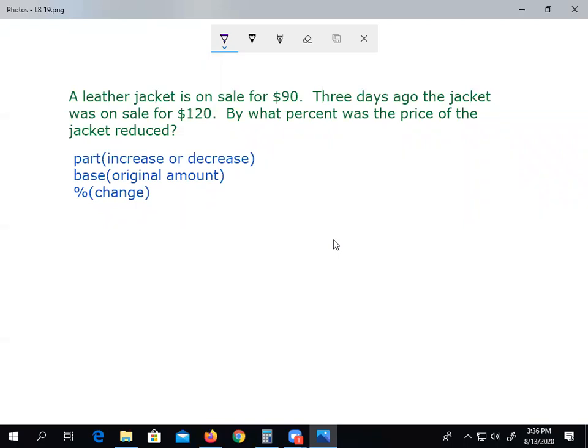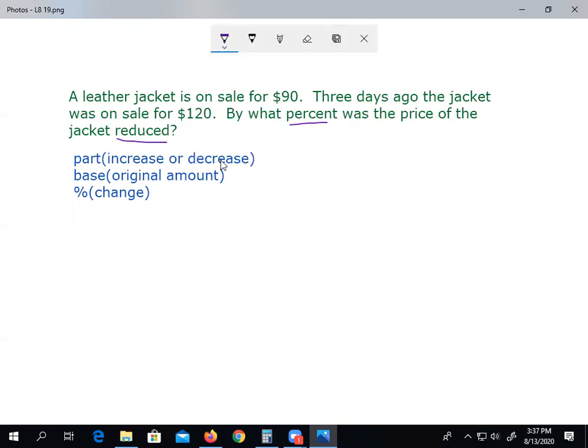So this takes us to our home stretch. We're going to do another percent increase or decrease problem, I believe. Let's see what it takes us. So a leather jacket is on sale for $90. 3 days ago, the jacket was on sale for $120. By what percent was the price reduced? Notice again, they don't use the words increase or decrease, but we do see the word reduced. So by what percent was the price reduced?